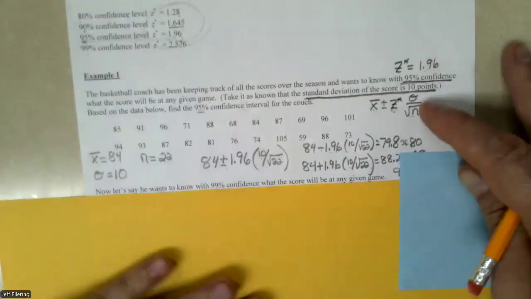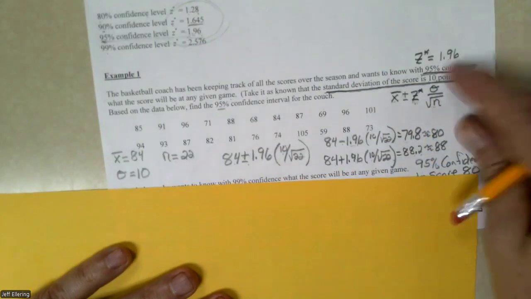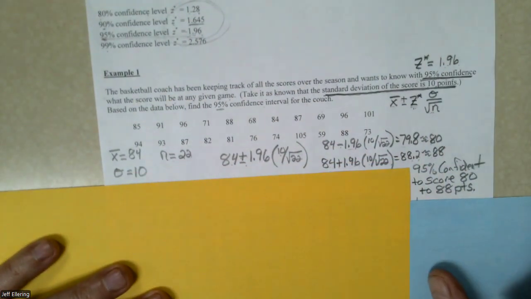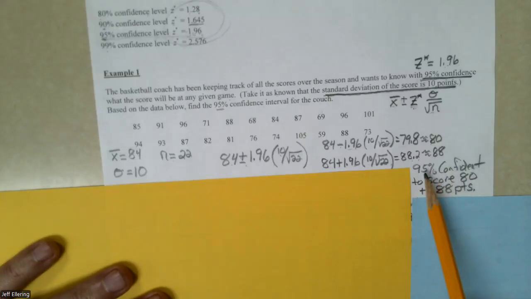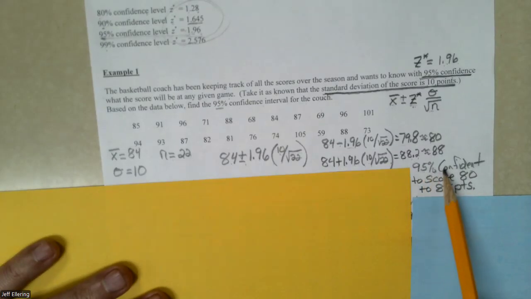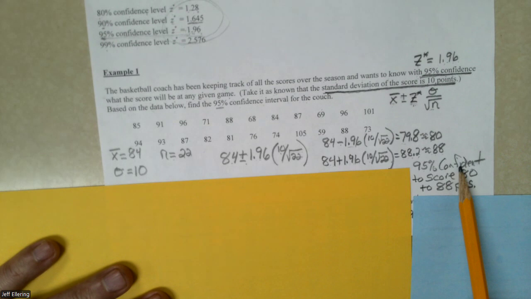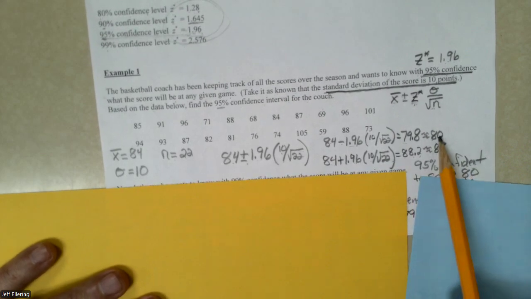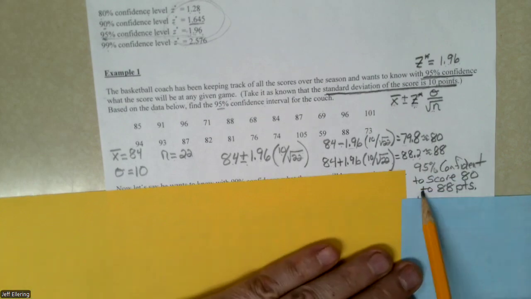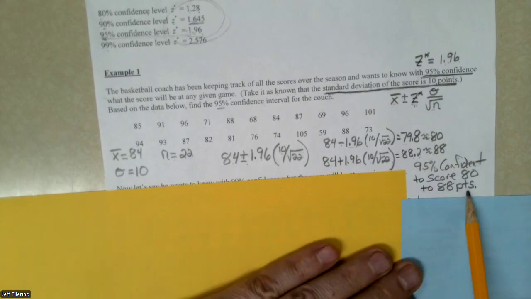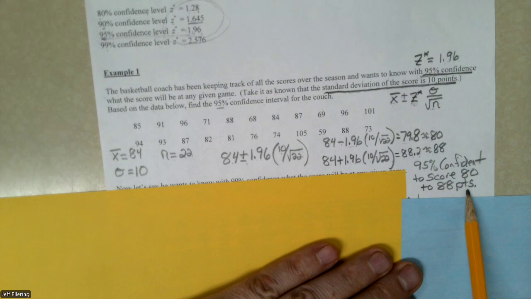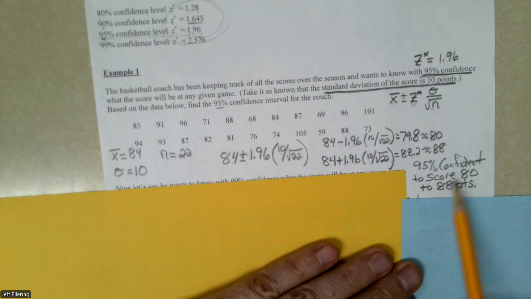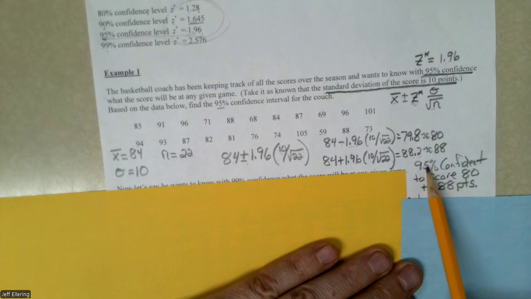All right, now we have to write our conclusion here. We are 95% confident to score 80 to 88 points. So the coach is pretty confident they're going to score 80 to 88 points, 95% confident.